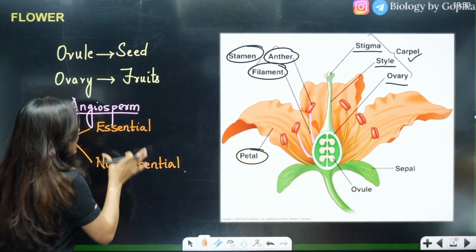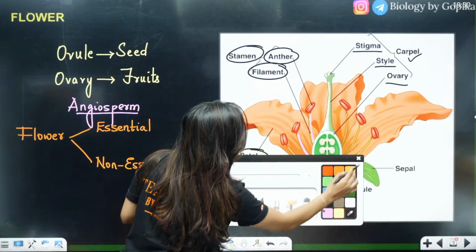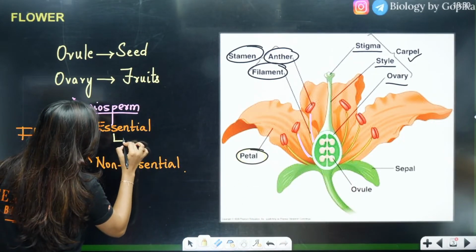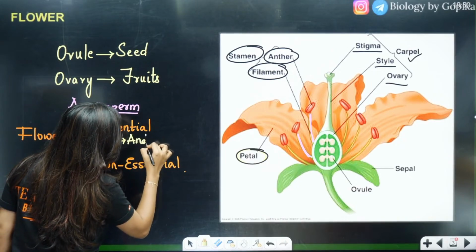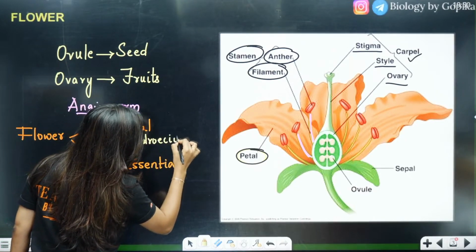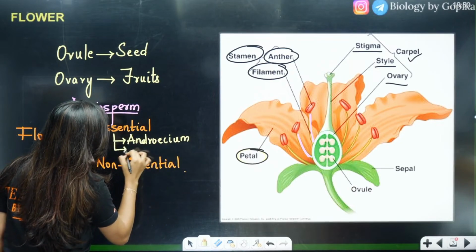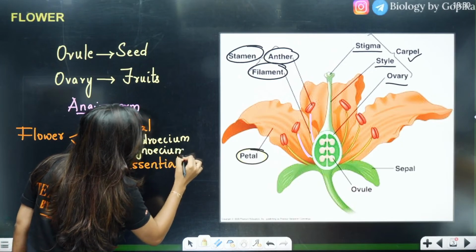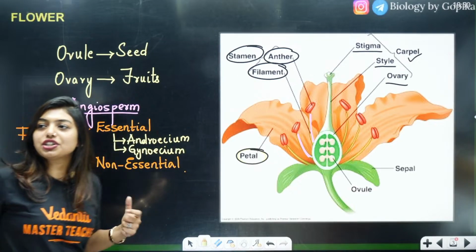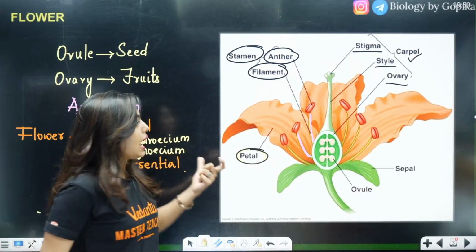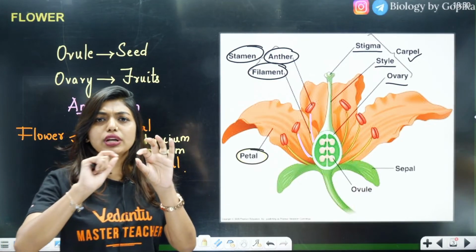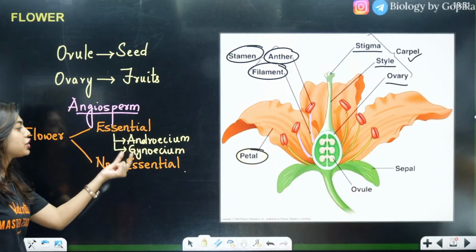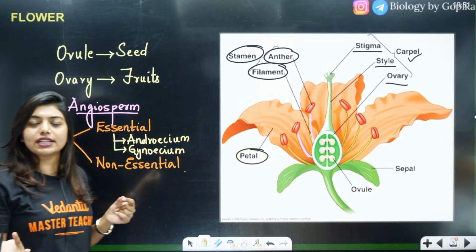So same thing here. The most essential parts of sexual reproduction are two, students. Who are they? Your androecium and gynoecium. These are your essential parts. Androecium means the male part, and gynoecium means the female part. So you can remember GG, gynoecium, the female part. So androecium and gynoecium. Now ma'am, what are the non-essential parts?